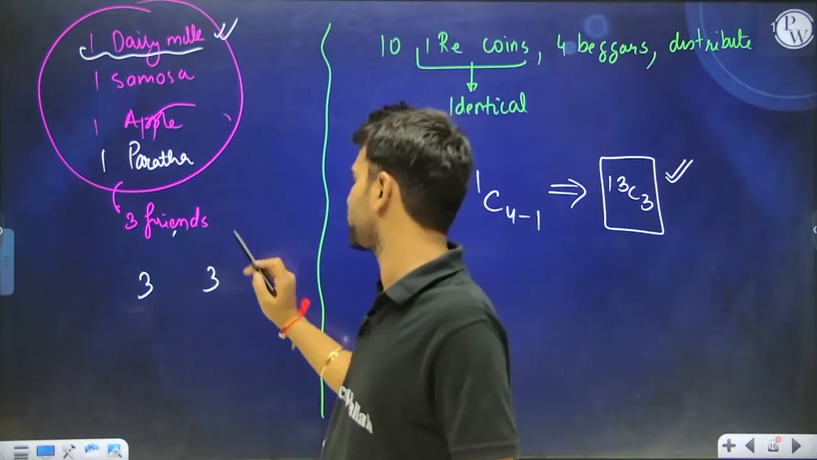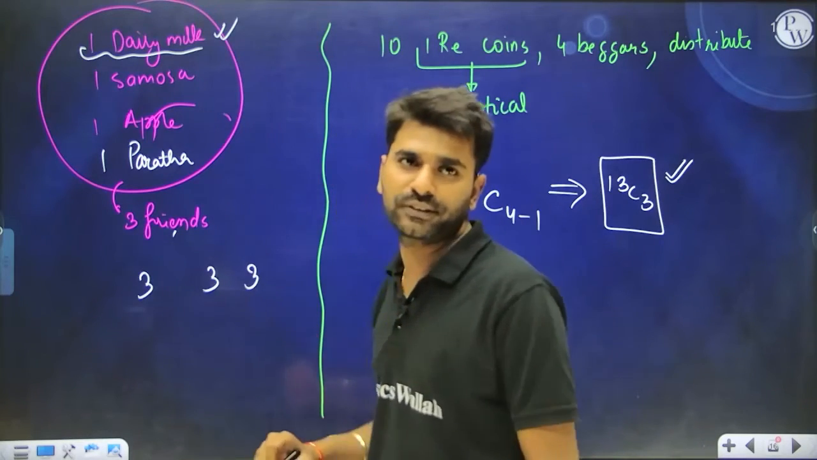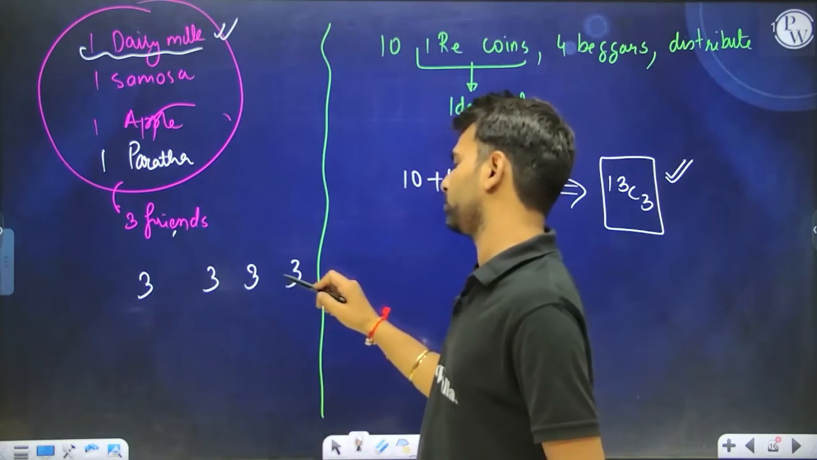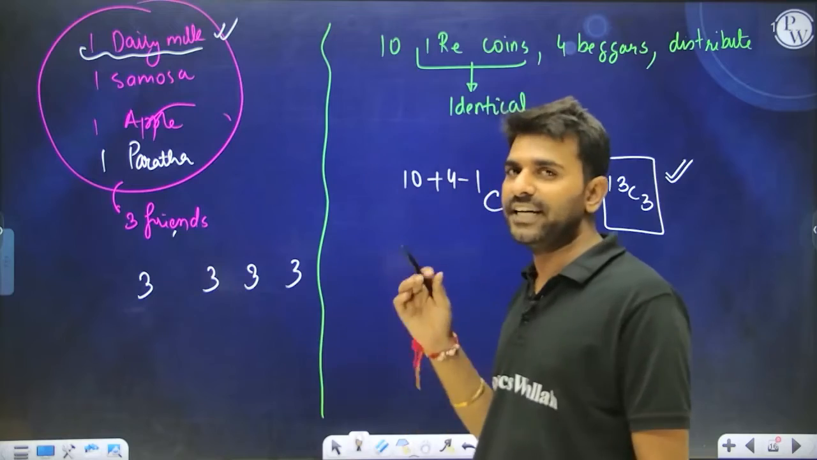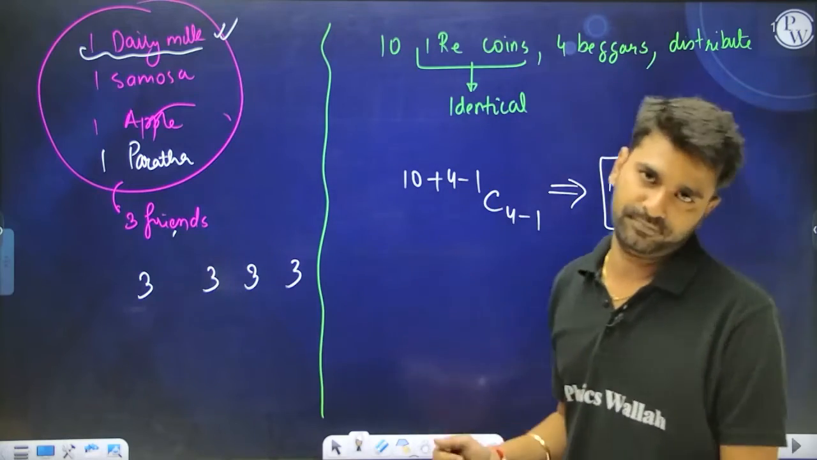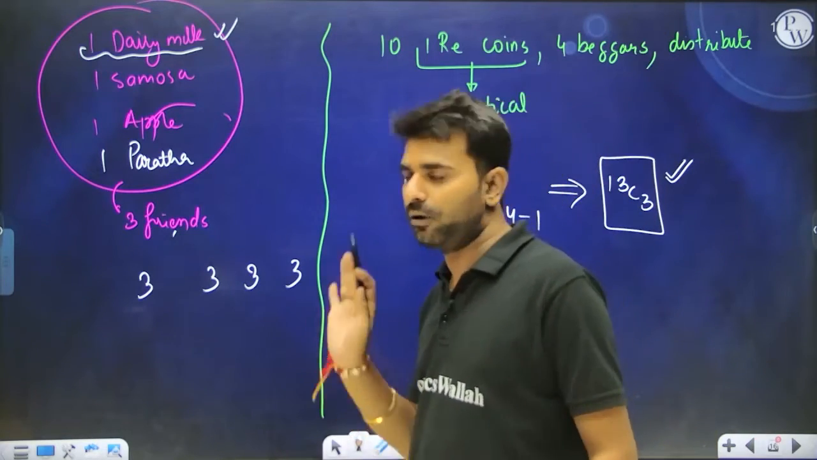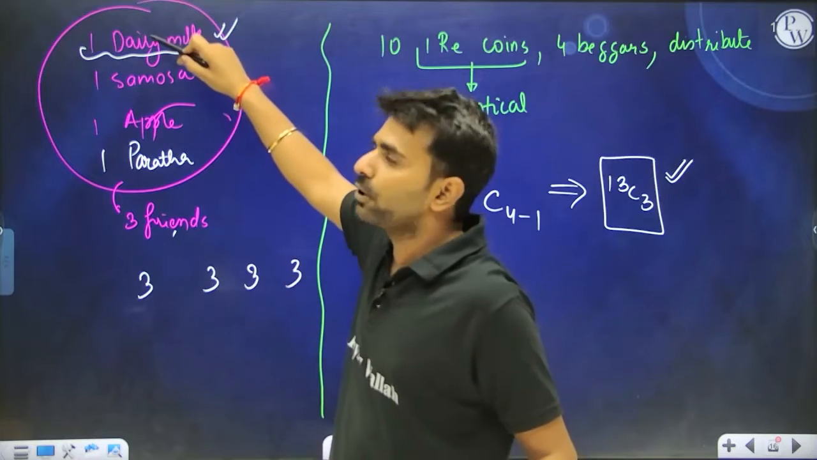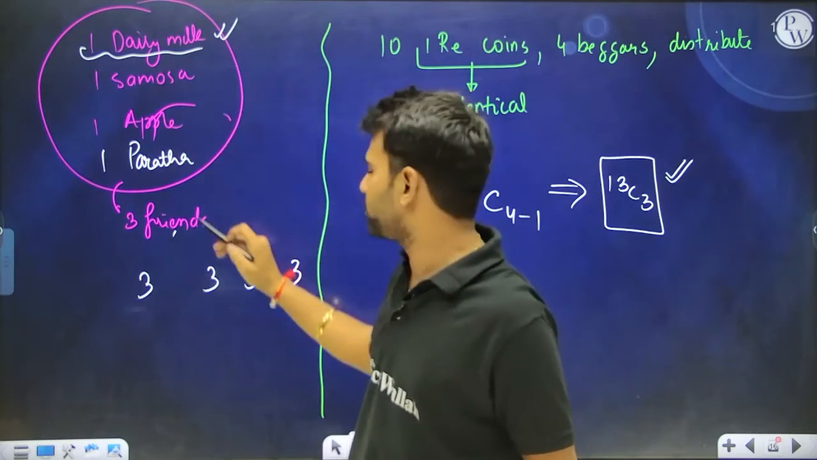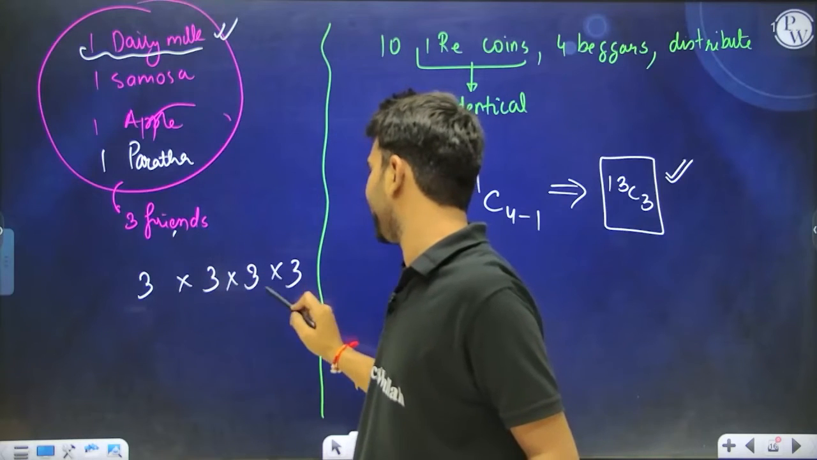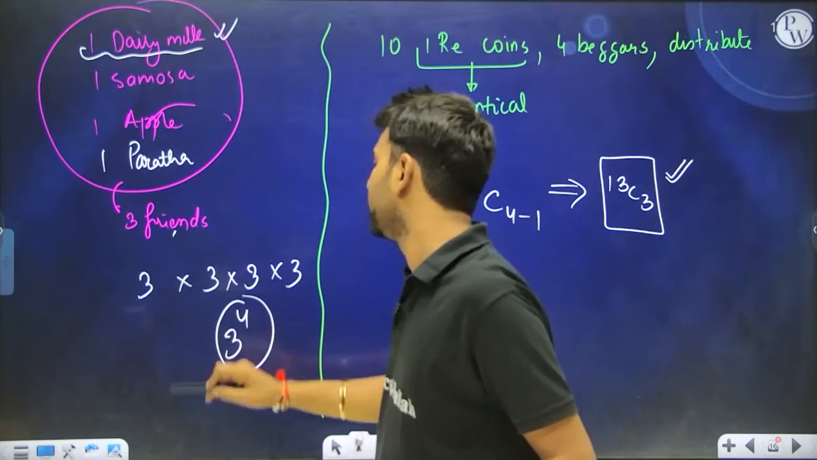Yes, 3 choices. The apple can also have 3 choices, and the paratha is also to be given to 3 people. So 3 choices for that as well. And as I told you, you cannot take these things to your home. You have to distribute it anyhow. So that's why this thing needs to be distributed, this thing also, this thing also, this also. So we're going to multiply. So over here the answer is going to be 3 to the power 4.